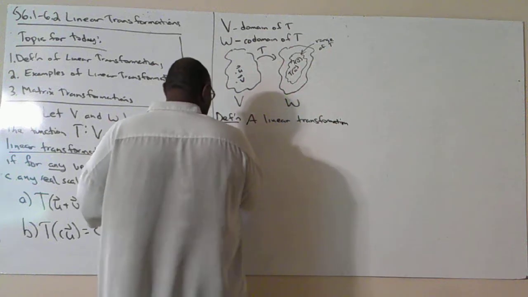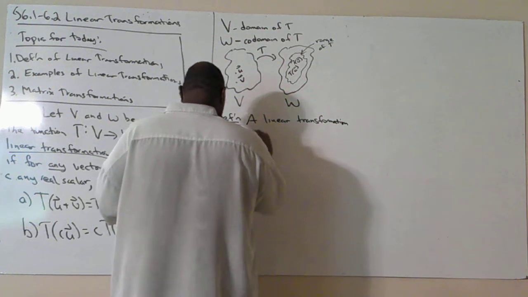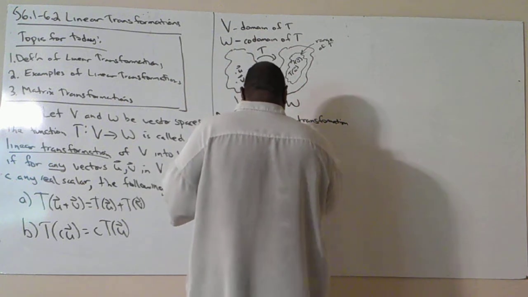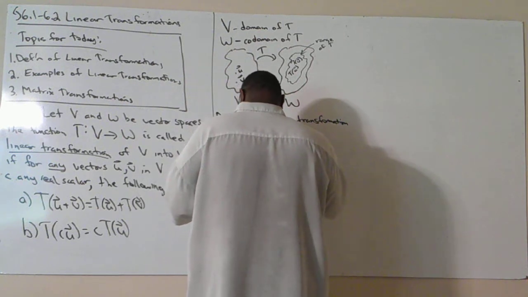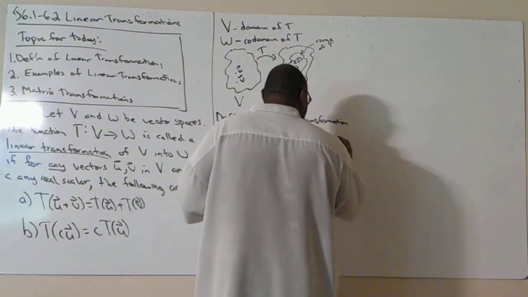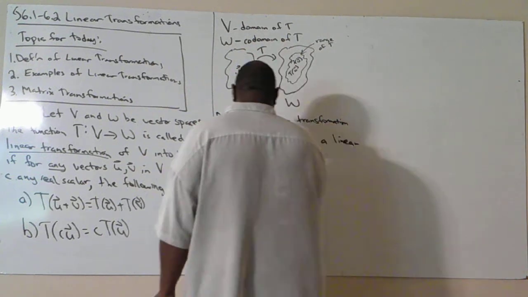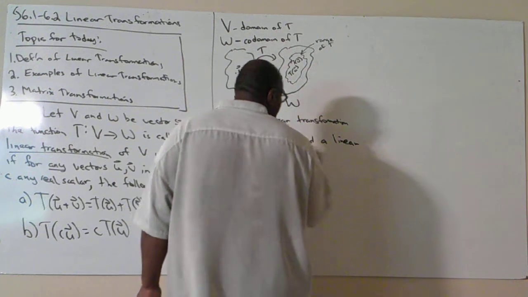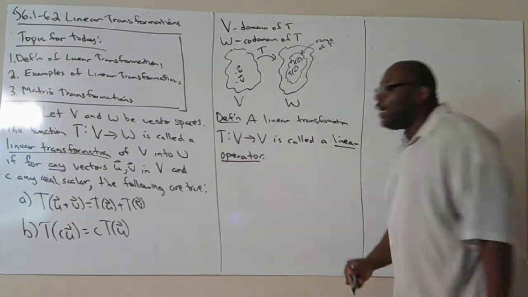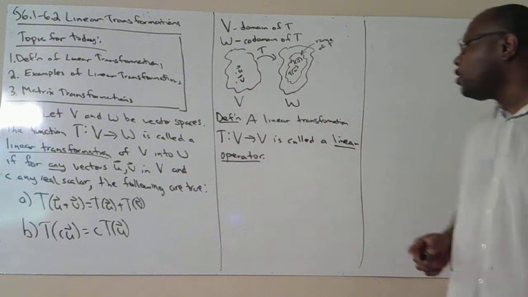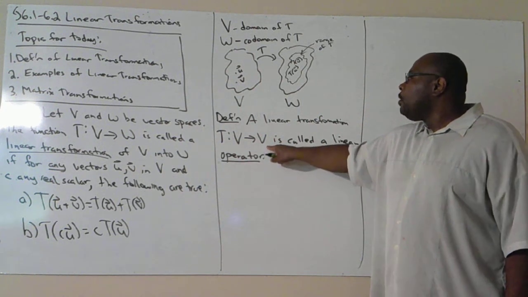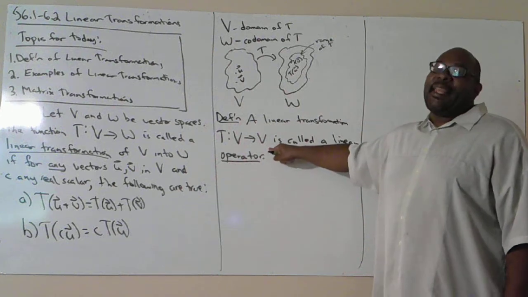T from V back to V is called a linear operator. The only difference between a linear operator and a linear transformation is that a linear operator goes from V back to itself. So a linear operator is a linear transformation.